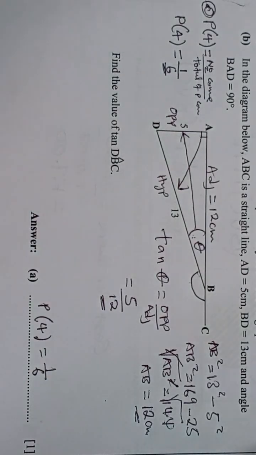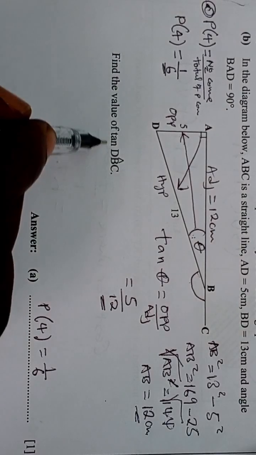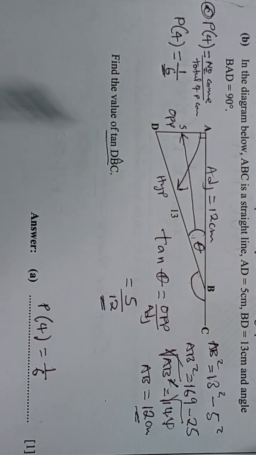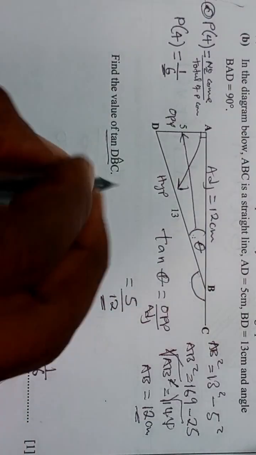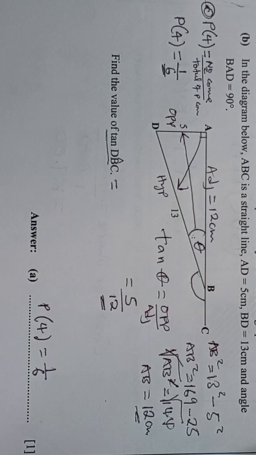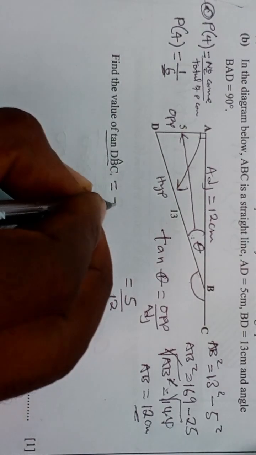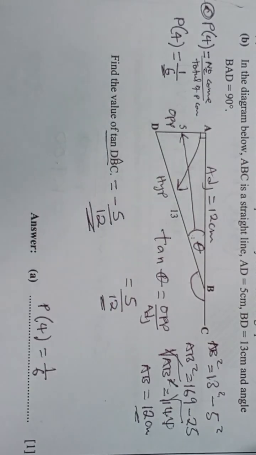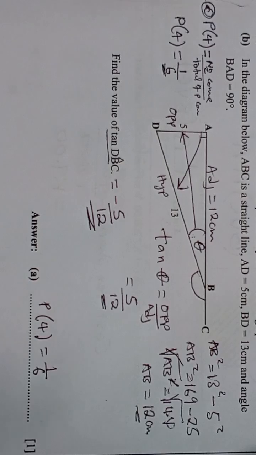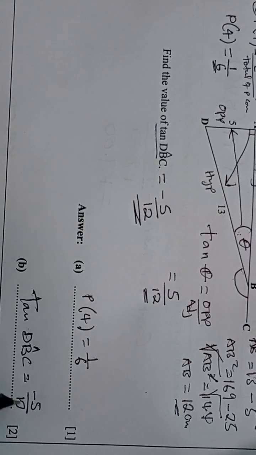So this is the interior tan, but our interest is simply the exterior tan. So there I will say tan DBC is equal to, you just have to add a negative. So there the answer is negative 5 over 12.